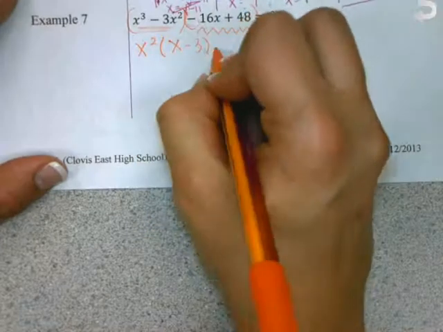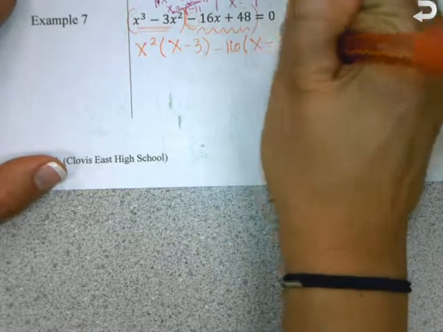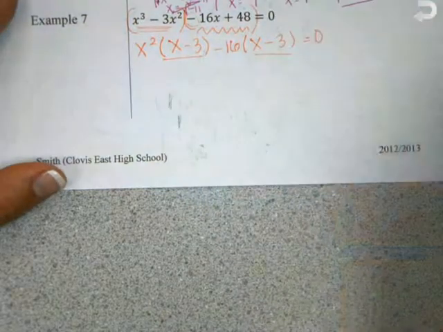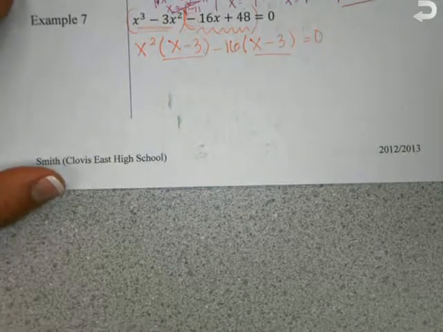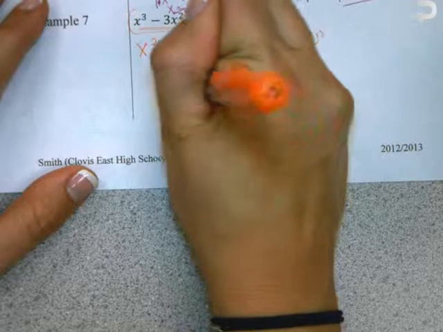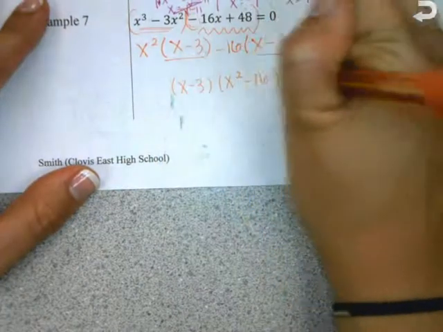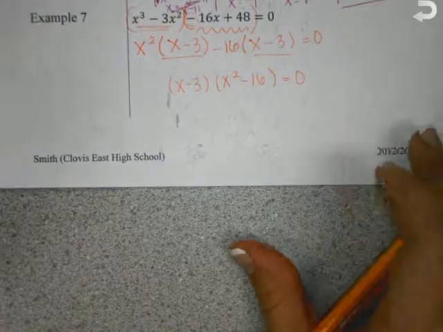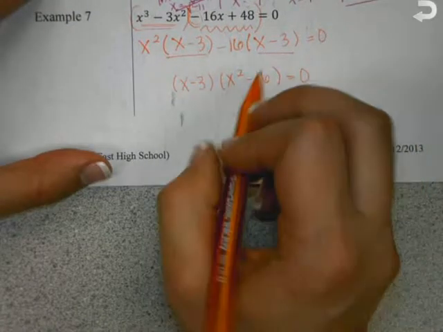Okay, what do I want to do next? Yeah, factor out the x minus 3, and then we are left with x squared minus 16. And this is what killed me when I was grading your test the other day. There is one more step that we can do. What is it? Difference of 2 squares. So that is x plus 4 times x minus 4 equals 0.